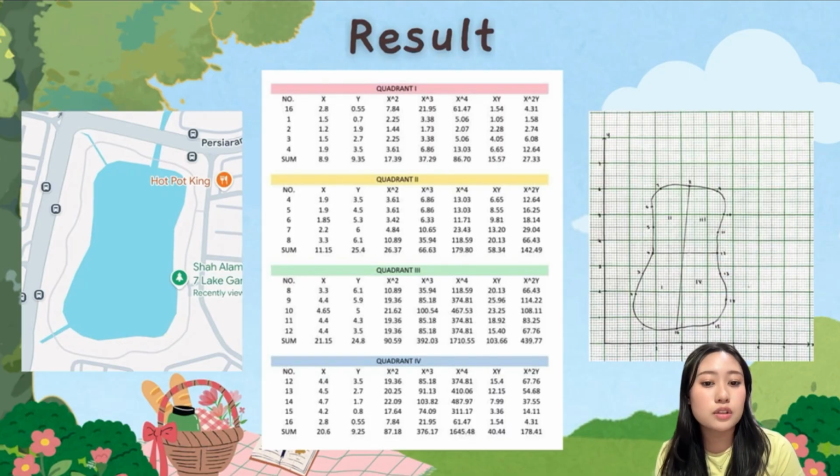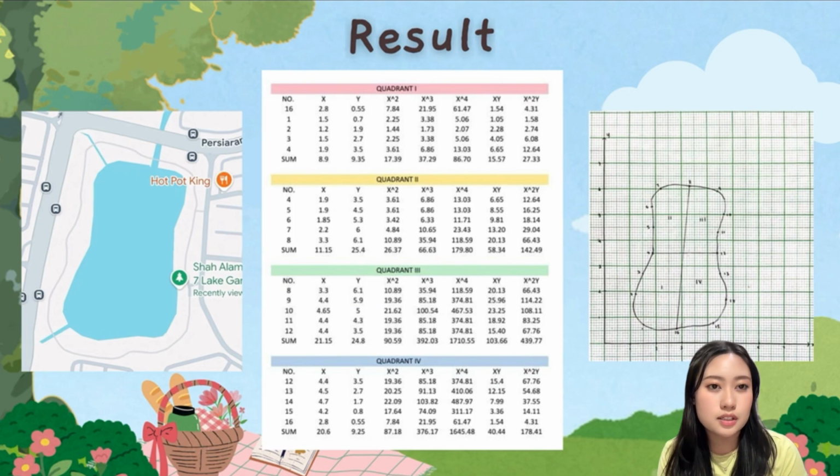These values were used later in the least squares quadratic approximation method to form the normal equations for each section of the lake. The graph shown on the right represents the plotted lake boundary together with the selected coordinate points and quadrant divisions used throughout the analysis process.